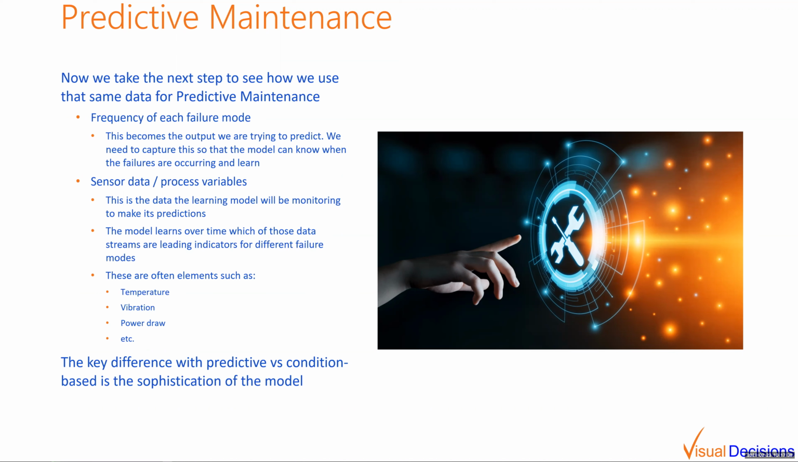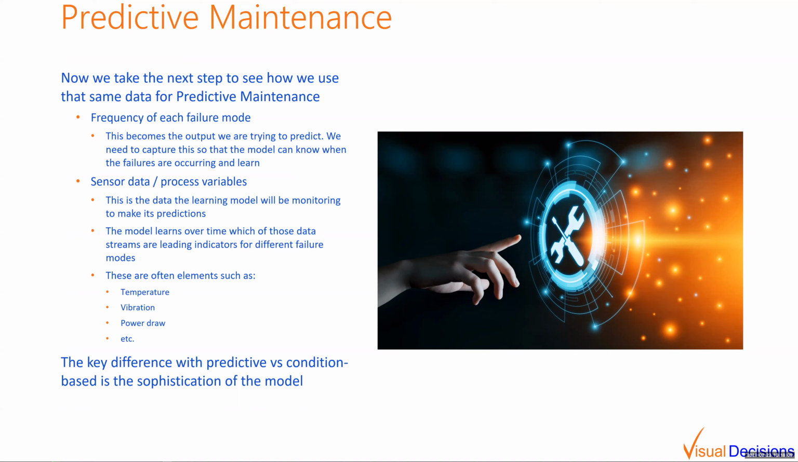And in this case, the model learns over time which of those different data streams are leading indicators for the different failure modes. And again, these are often elements such as temperature or vibration or power draw. As the data flows into the system, the model is essentially performing pattern recognition to see how likely a failure is based on the recent history of inputs.